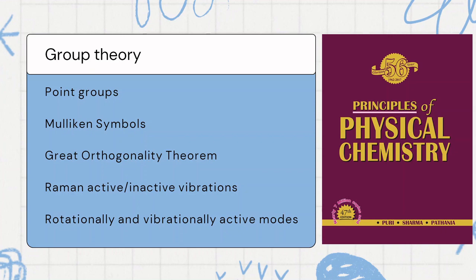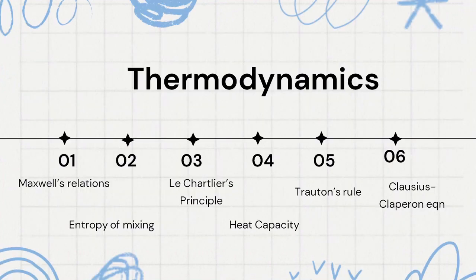Then move on to thermodynamics. In that you learn about the first, second and third laws of thermodynamics, and the zeroth law. You should know about Maxwell's relations. So all the formulae need to be known. In Maxwell's relations, you may expect sometimes even 4 marks. Then learn about heat capacity, Le Chatelier principle, Trouton's rule, Clausius-Clapeyron equation. So this also you can refer from Puri and Sharma.